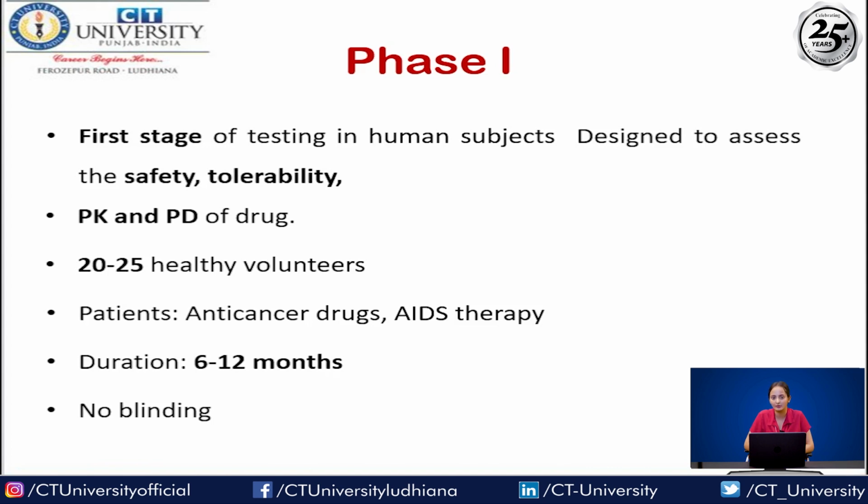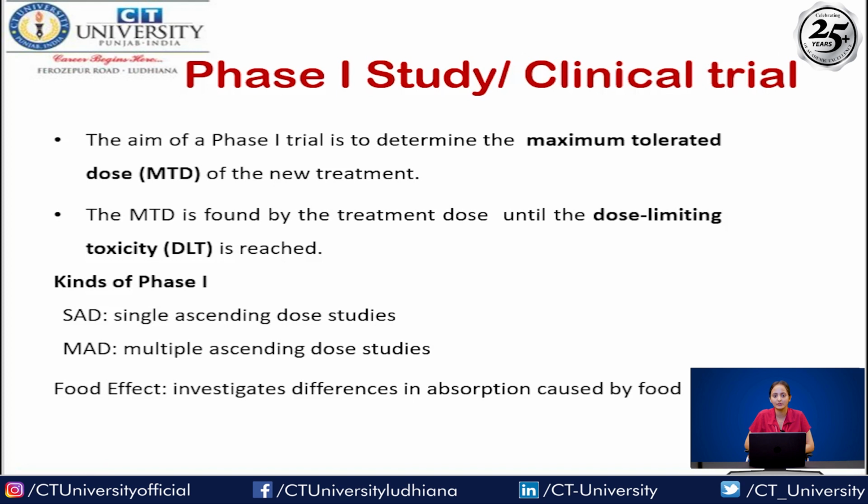There is no blinding in this phase. Everyone will know; this is open label, unblinded. In a phase 1 clinical trial, the aim is to determine the maximum tolerated dose, known as MTD, of any new treatment. MTD is found by increasing the treatment dose until the dose limiting toxicity is reached. In phase 1 we have different kinds of studies: we have SAD and we have MAD.